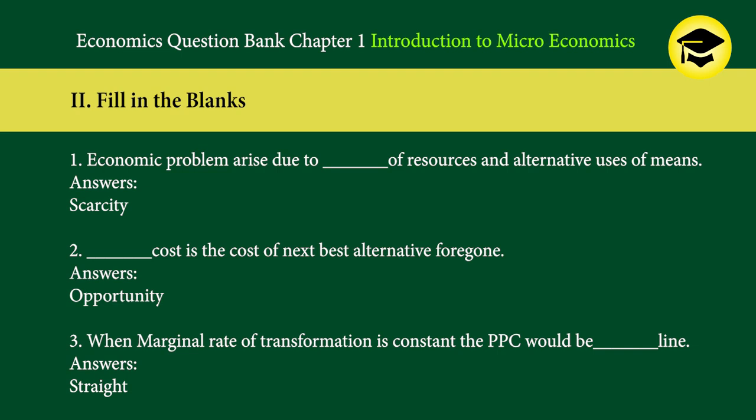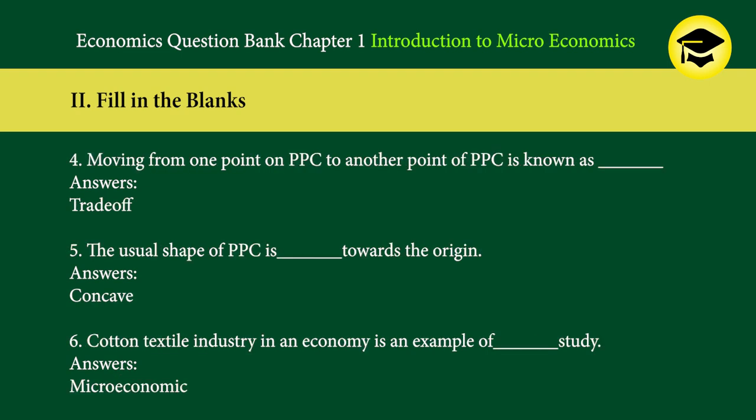2. Blank cost is the cost of the next best alternative foregone. Answer, opportunity. 3. When the marginal rate of transformation is constant, the PPC would be a blank line. Answer, straight.